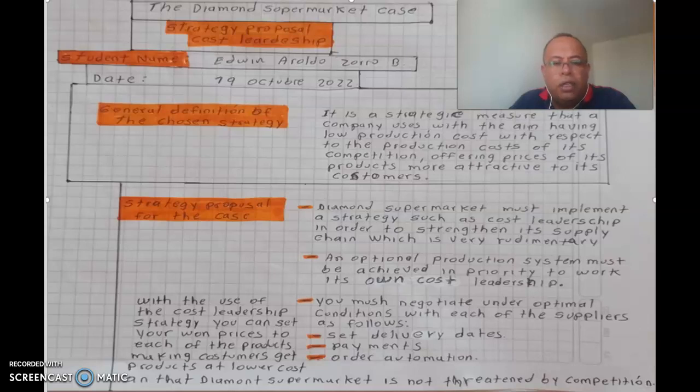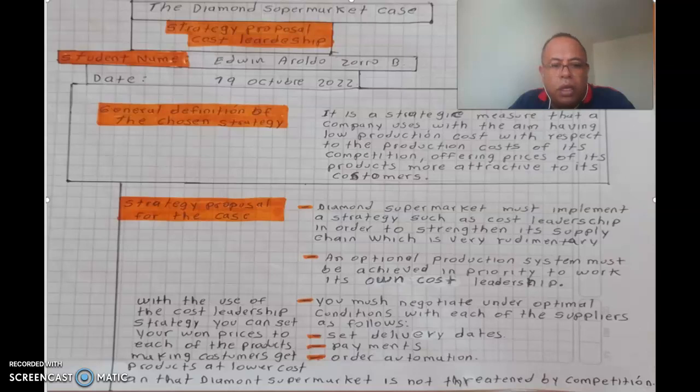General definition of the cost strategy. It is a strategic measure that a company uses with the aim of lowering production costs with respect to the production costs of its competition, making the price of its products more attractive to its consumers.